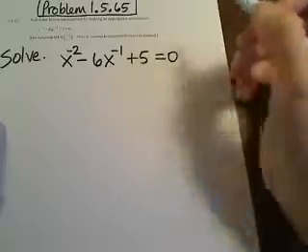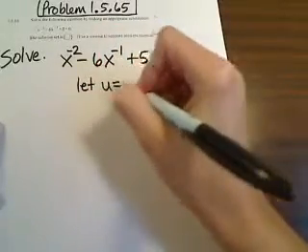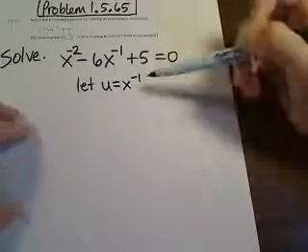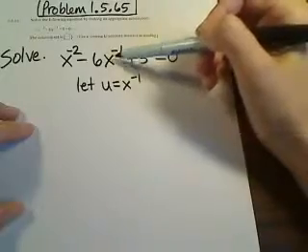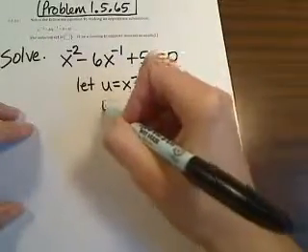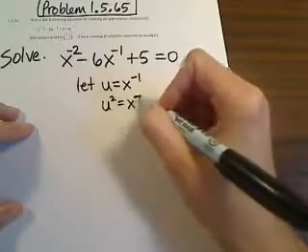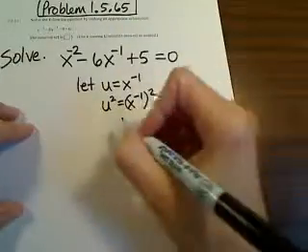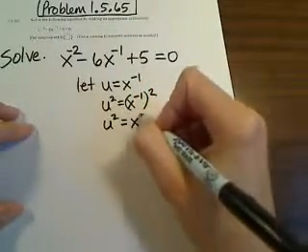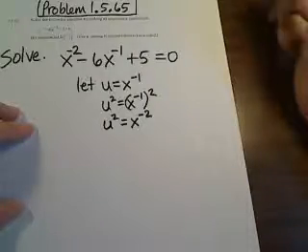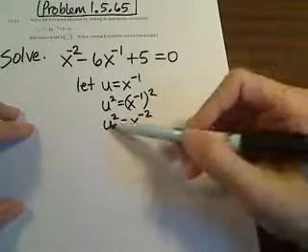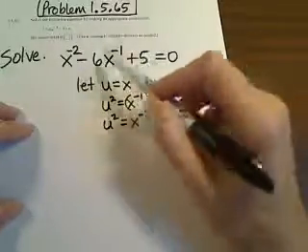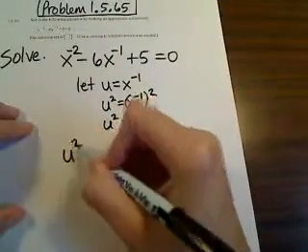Okay, so what I'm going to do here is let u equal x to the negative first power. And the reason I know how to do that is if this is my middle term here, x to the negative first, and I let u equal that, then u squared would be essentially taking x to the negative 1 and squaring it. If you remember your exponent rules, that would give us x to the negative second power. So x to the negative second would be u squared, x to the negative first would be u, and then I can substitute those in and make this look like a quadratic equation.